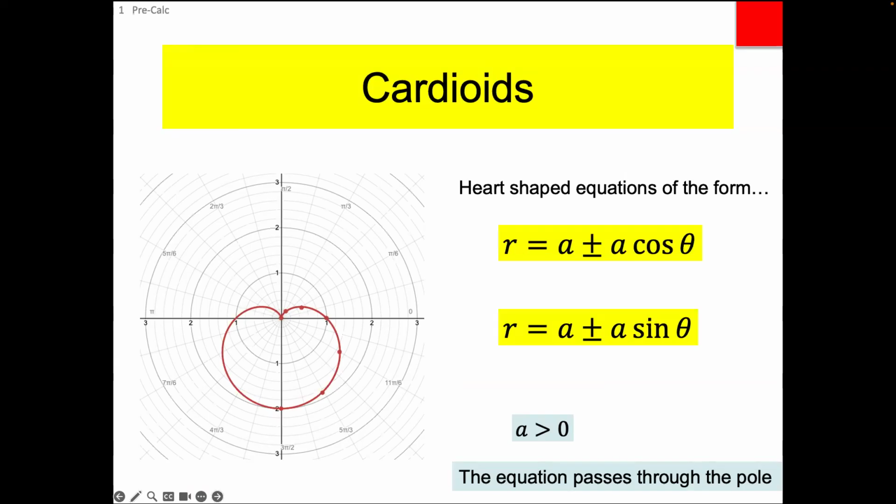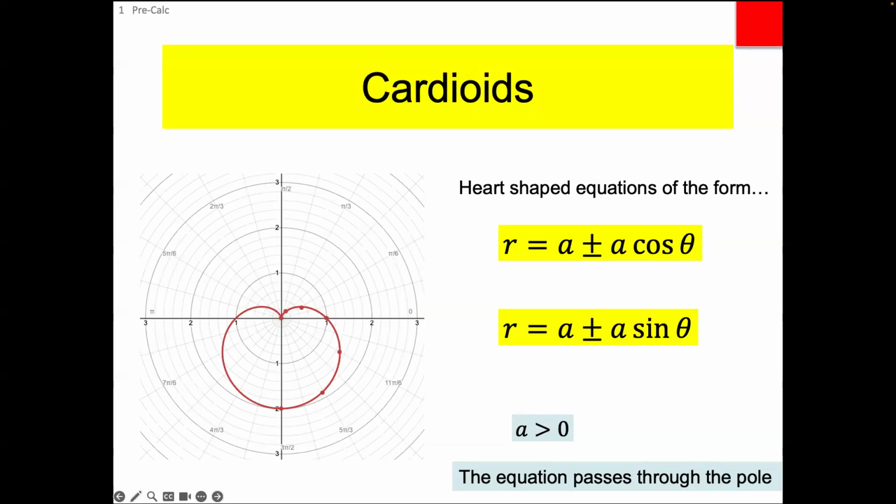So if you are a cardioid, you do go through the origin. You will always go through the origin. It is, okay, I guess it's somewhat heart-shaped. To me, it always looks more like an apple, or somebody said a peach yesterday. Definitely looks more like that to me.